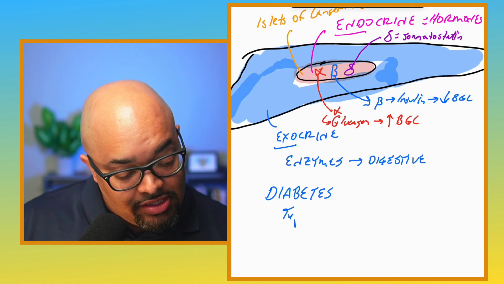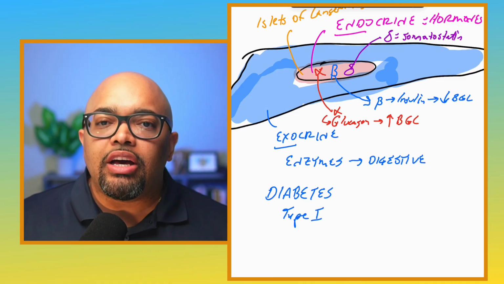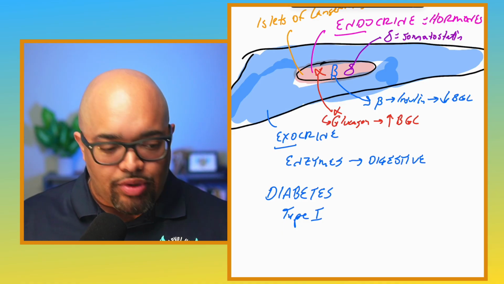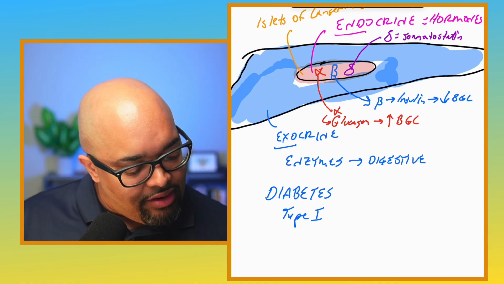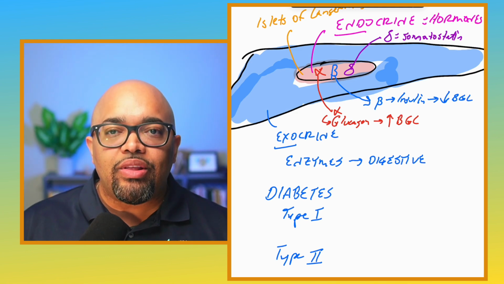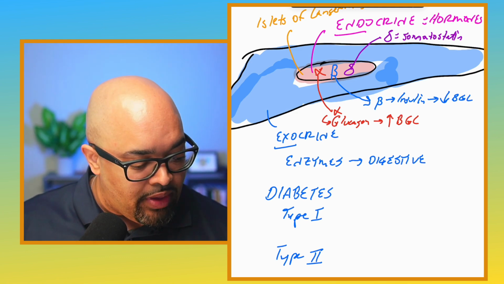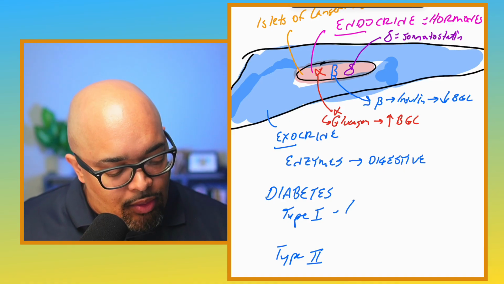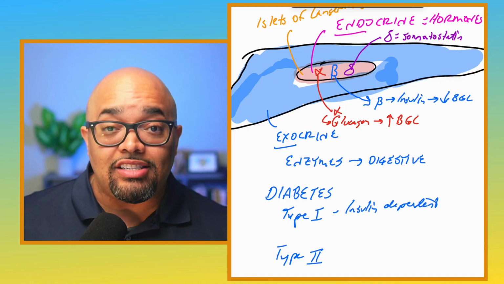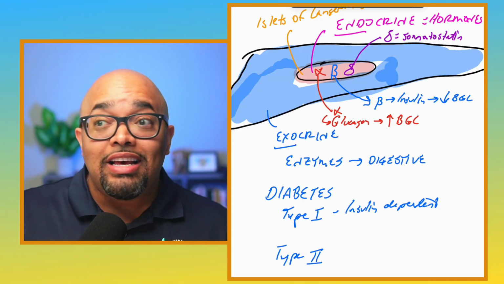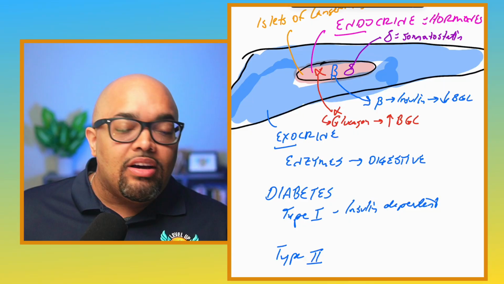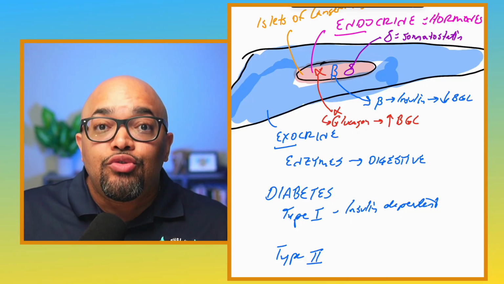The first type is type 1. This used to be called juvenile onset diabetes because it primarily affected children or they were born with it. And then there's type 2, which was formerly called adult onset. Now we want to go with terms like type 1, type 2. Type 1 diabetes is what we call insulin dependent. That means they have to take insulin. Like if you depend on your parents to take care of you financially, you need your parents, right? In type 1 diabetes, you need insulin.